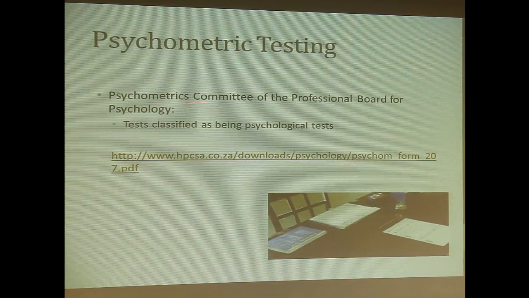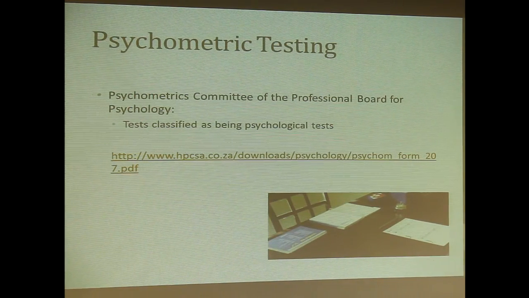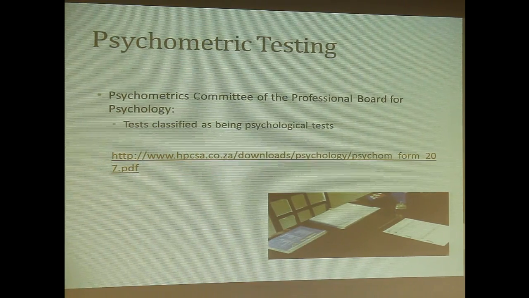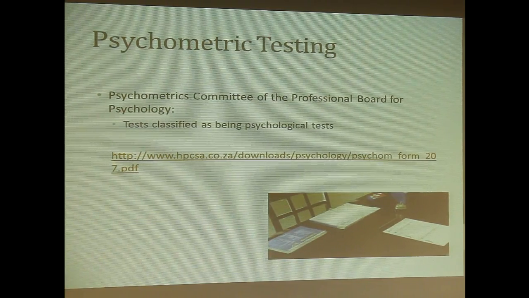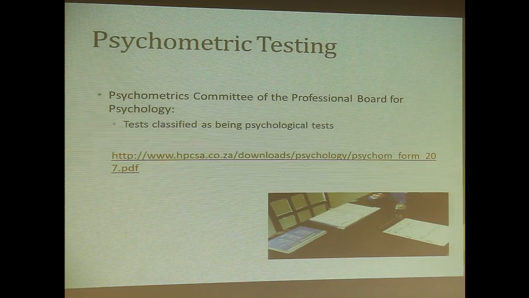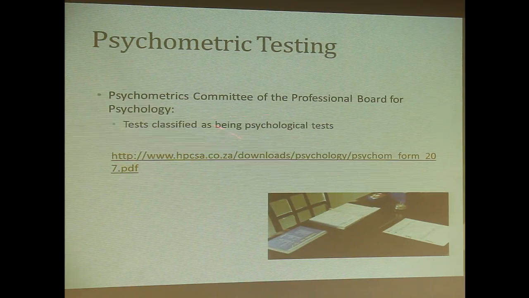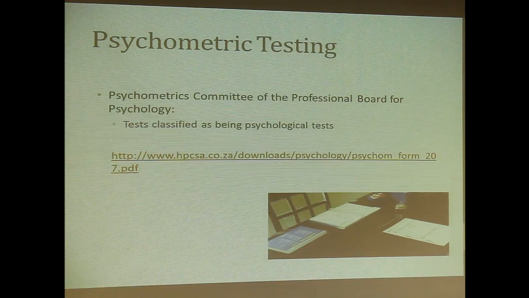Now we have a psychometrics committee of the professional board for psychology, and they have a list of tests that are classified as psychological tests. I've given you this link because if you go on it, you will see a long list of the tests classified as psychological tests. Those are tests that only psychologists can administer. You will see, if you haven't already, that sometimes occupational therapists use some of our tests. If you find that happening, it's your responsibility to report it to the Psychometrics committee, because they then need to contact the occupational therapist and say, look, you're not supposed to be using this test. Okay.